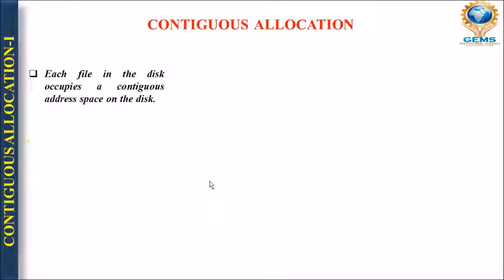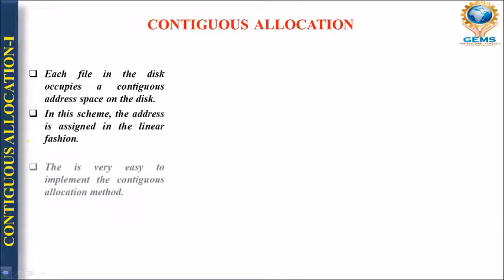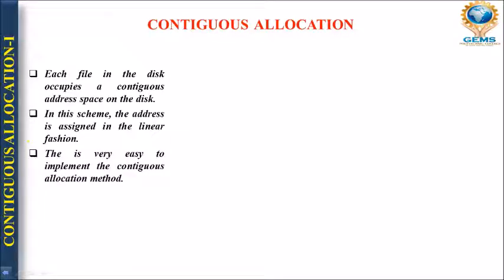Okay, so let's see some more facts about contiguous allocation. Each file on the disk occupies a contiguous address space on the disk. That means whatever we are storing, all the files will be stored in contiguous locations only. In this scheme, the address is assigned in a linear fashion. Linear fashion means the blocks taken by the files will be provided in sequence. It will not be randomized. This is very easy to implement, and that is why it is popularly used.